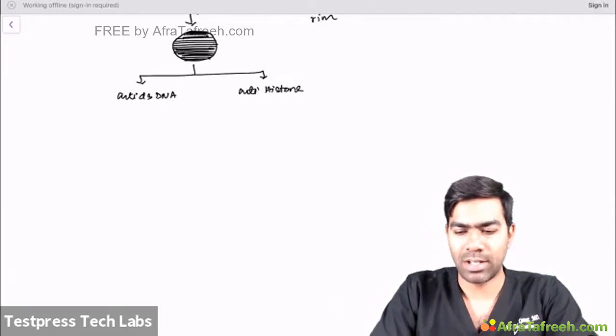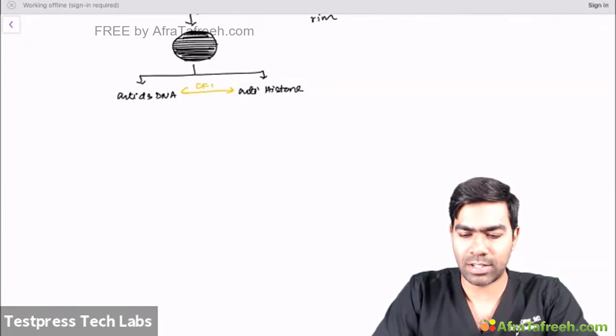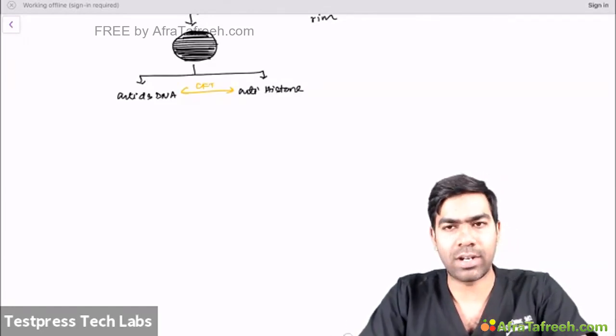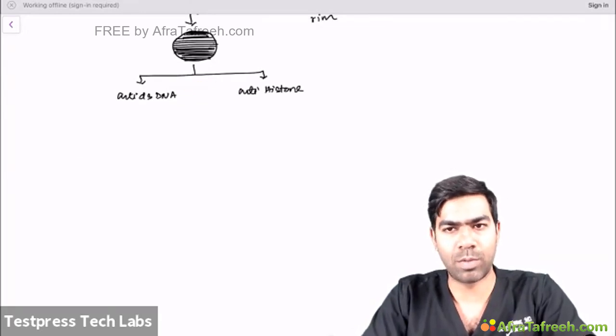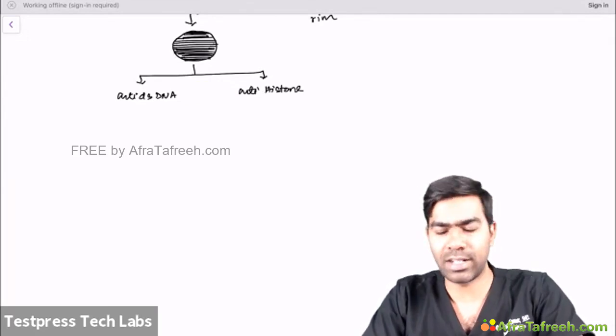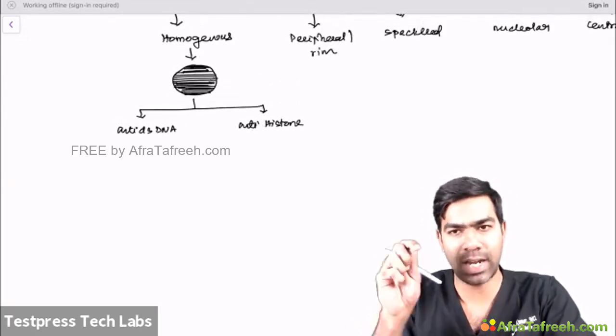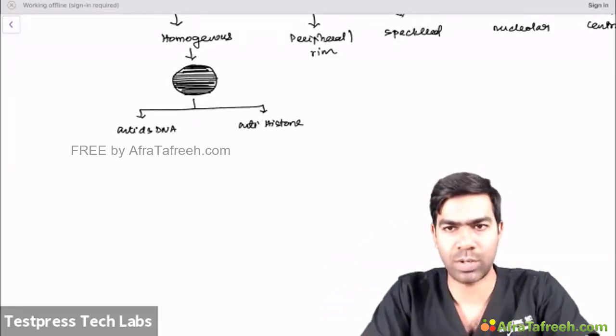Traditionally, whenever you get a homogeneous pattern, they differentiate the antibodies based on the complement fixation test. If it's complement fixing, we call it anti-dsDNA. If it's not complement fixing, we call it anti-histone antibody. But that's the traditional way. Currently we have ELISA, so we can easily find out the type of antibody, because we have specific antigens. That's the advantage.